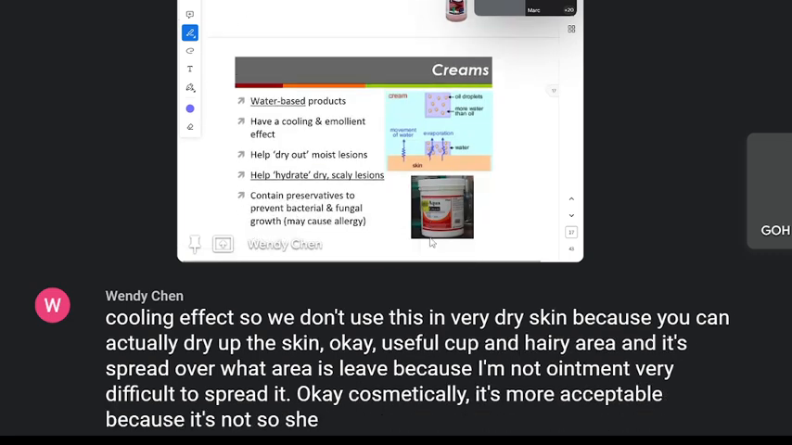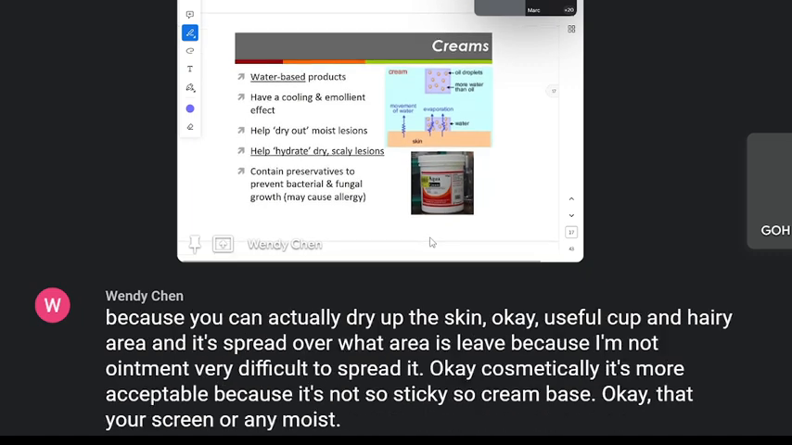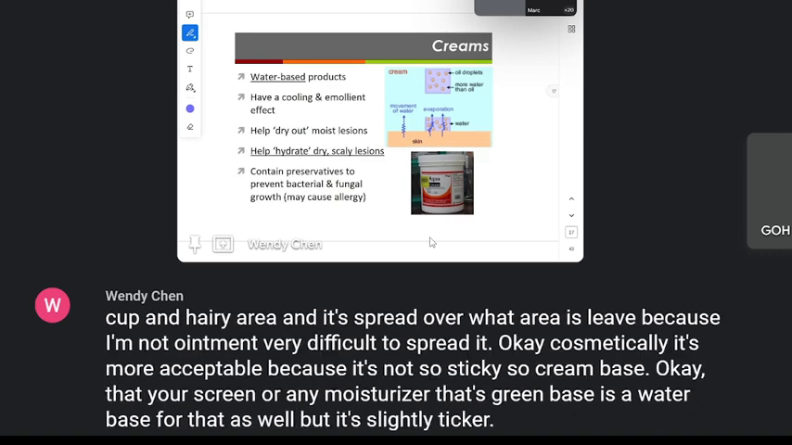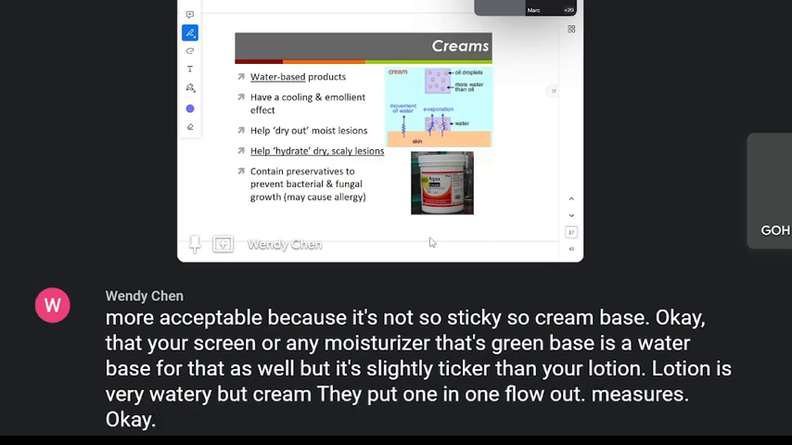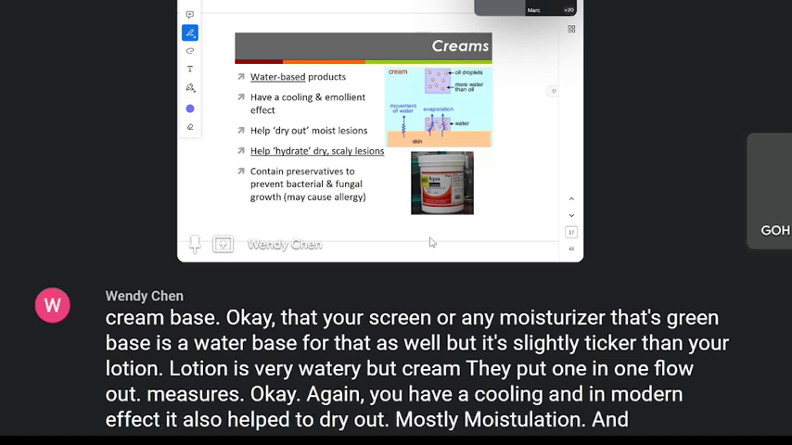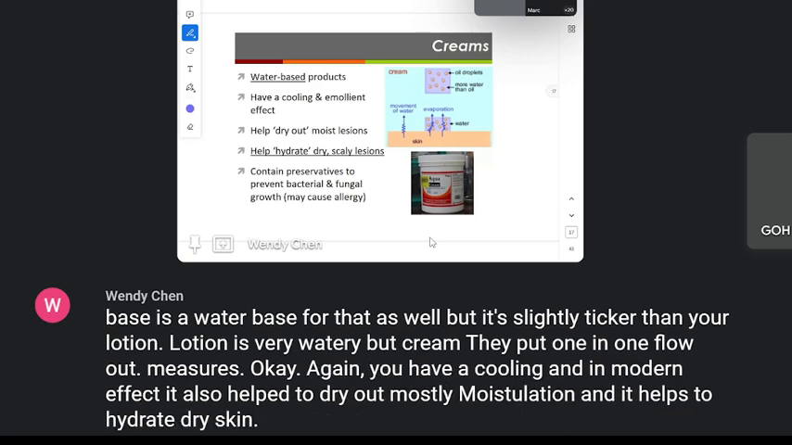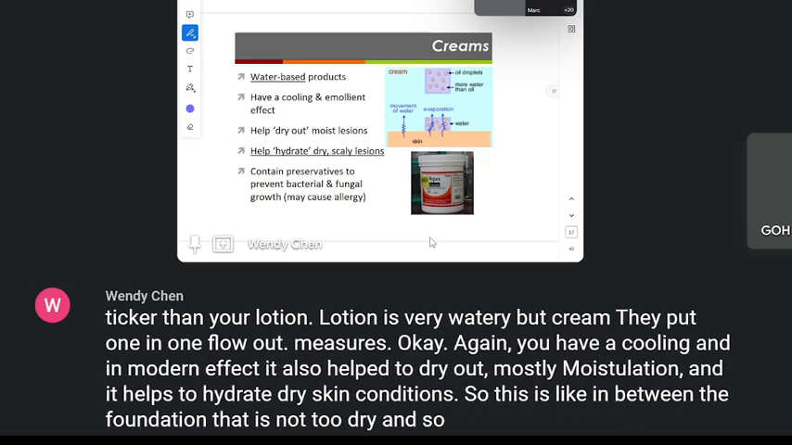Okay, so cream base, like your aqueous cream or any moisturizer that's cream based, is a water based product as well, but it's slightly thicker than your lotion. Lotion is very watery, but cream actually stays put, it won't flow out. Again, it has a cooling and emollient effect. It also helps to dry out moist lesions, and it helps to hydrate dry scaly lesions. So this is in between, for lesions that are not too dry and also not too wet.